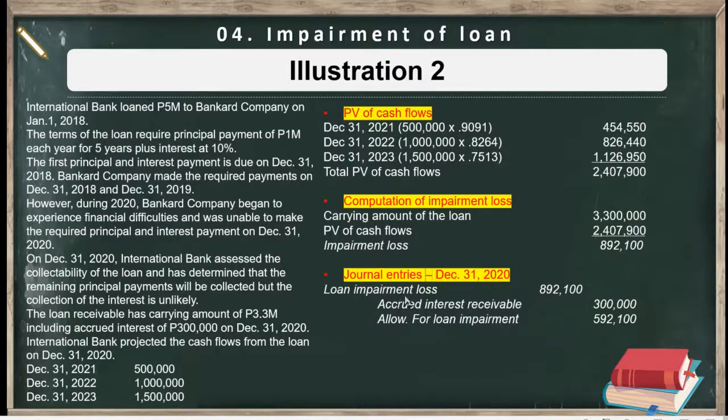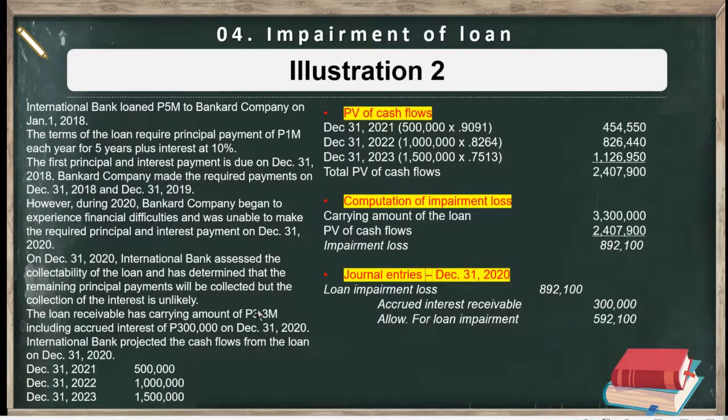Okay, so the entries for December 31, 2020 would be: debit loan impairment loss, 892,100 computed here. Credit accrued interest receivable, 300,000. So this is coming from the accrued interest. Then allowance for loan impairment, 592,100. Why is there accrued interest, ma'am?